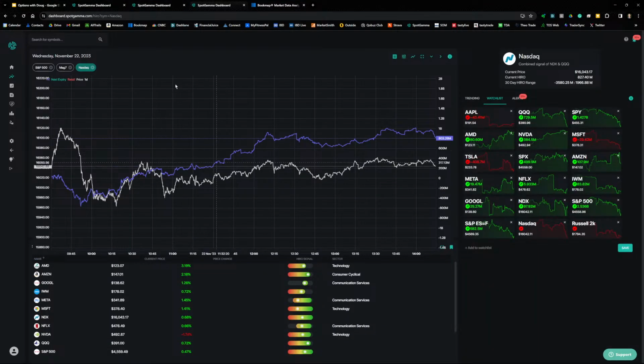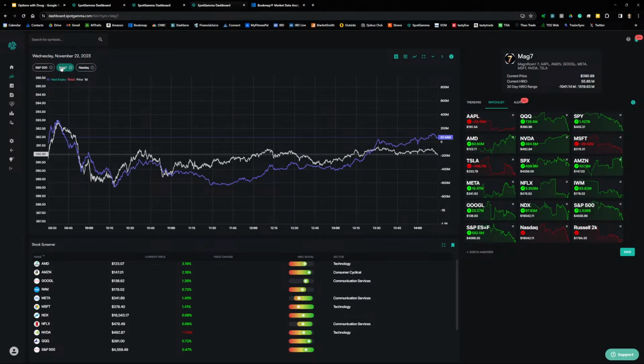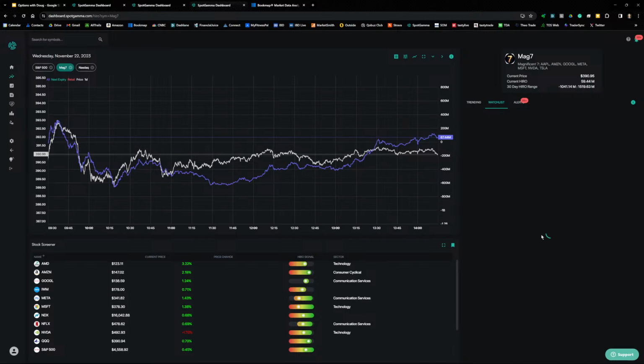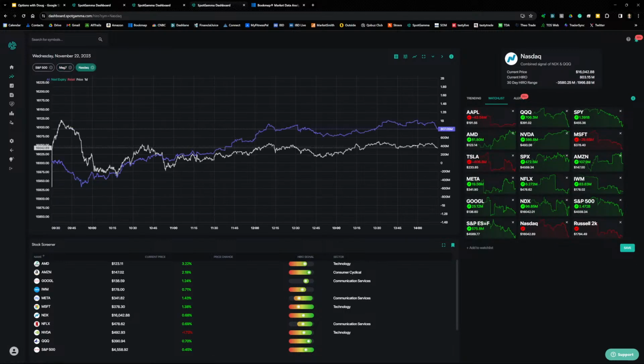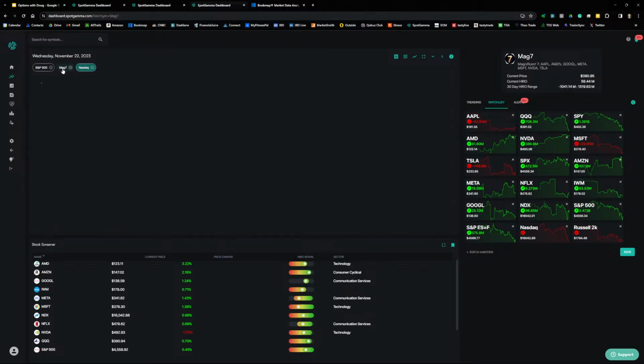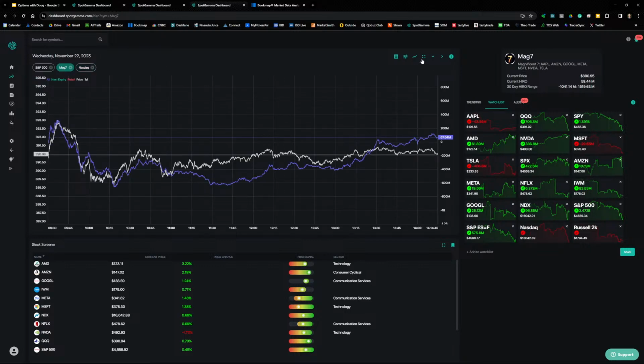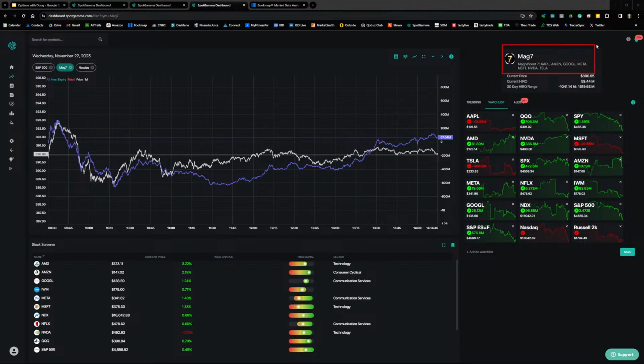All right, let's take a look at one other signal that works great. This is the Magnificent 7. So what we were just looking at, let's go back to NASDAQ, is a combined signal for NDX and QQQ. And then let's take a look at this Magnificent 7 indicator. This is a combined signal for the stocks known as the Magnificent Seven. That's Apple, Amazon, Google, Meta, Microsoft, Nvidia, and Tesla.